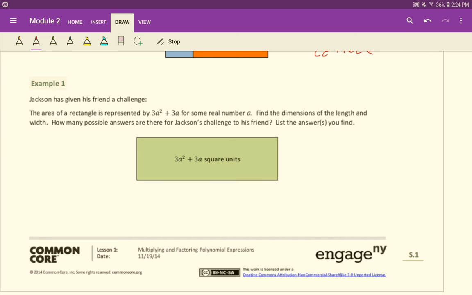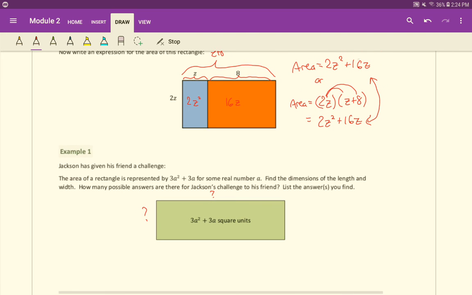Okay, so we want to come up with choices here that would result in multiplying together to give us 3a squared plus 3a. There's a couple ways we could do this. If we compare it to the earlier problem, where we had 2z squared plus 16z, we can think about how we can break up this 3a squared into the product of two things. So how can we break this up into the product of two things?